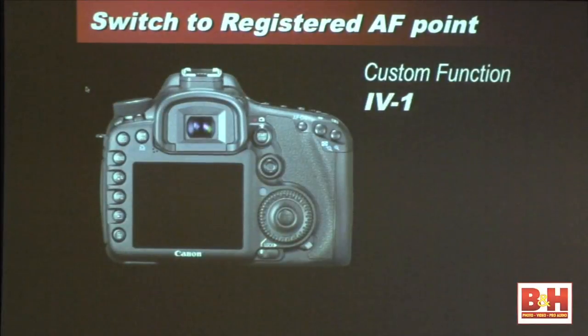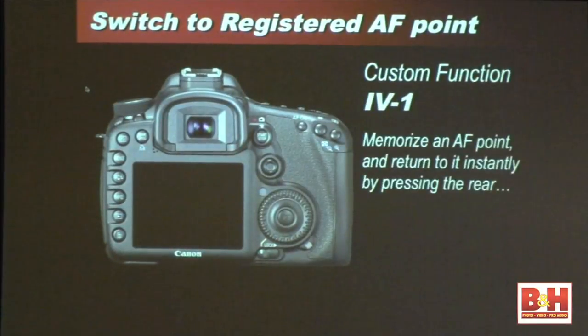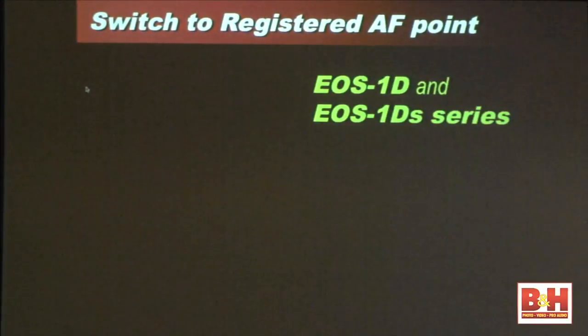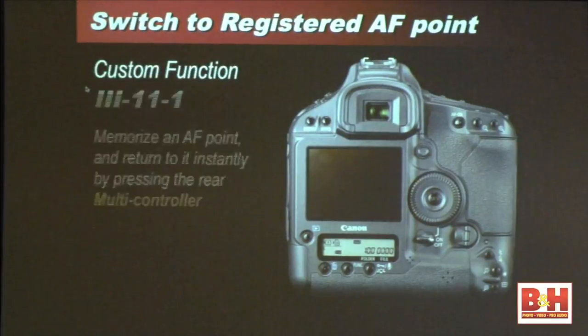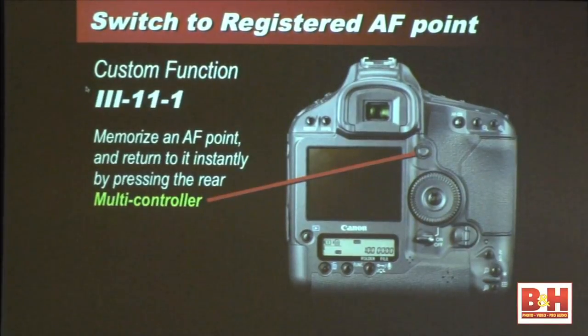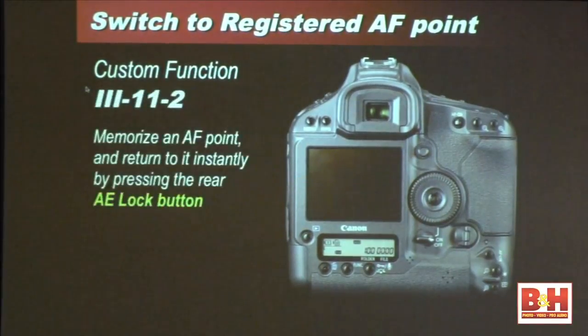With the 7D, you've got the option to press the AF on button and do this, the AE lock button and do this, or the multi-controller and do this. With the 1D and the 1DS series, you basically got the option of doing it with the multi-controller or with the AE lock button. Your choice. But it's a very cool feature to let you quickly jump from one point to another.